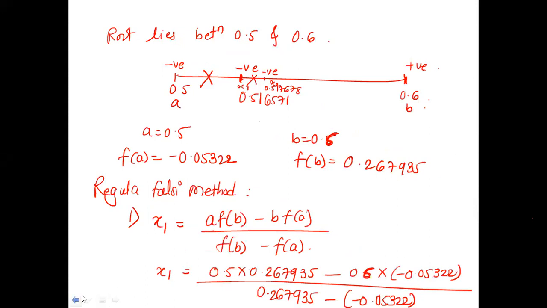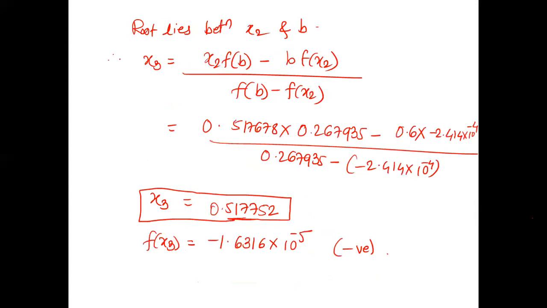0.517752, something we got. This is your x3. And for x3 we also got negative. So x3 negative shifted to here. So the root lies between x3 and b now. Negative, positive. Therefore, the root lies between x3 and b. So we should go to the fourth iteration, x4.